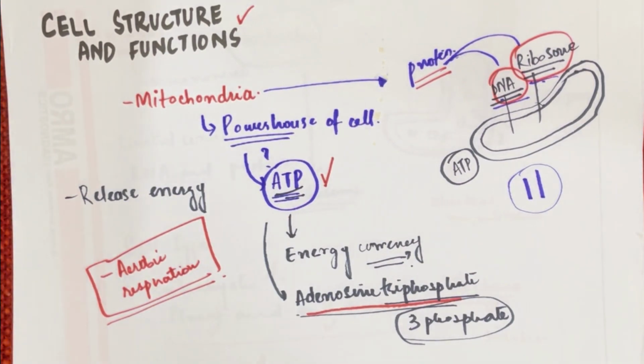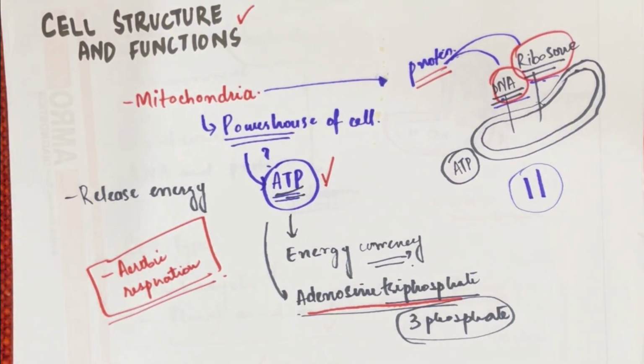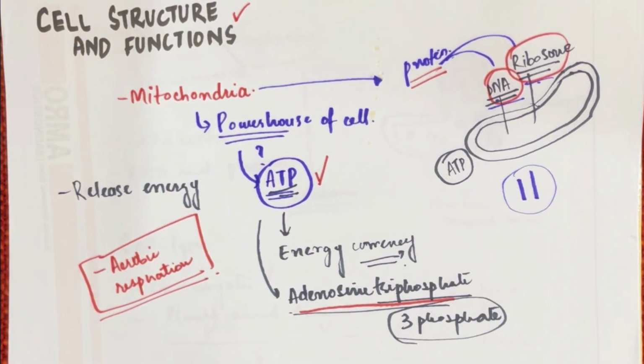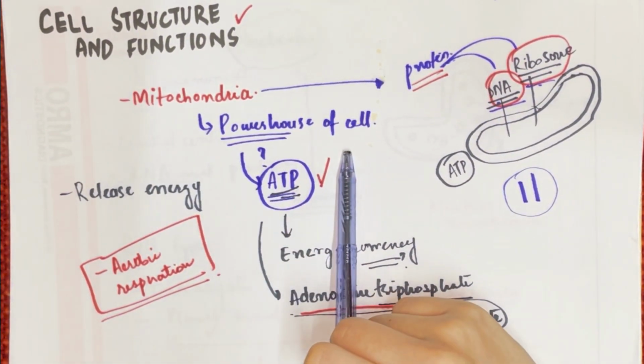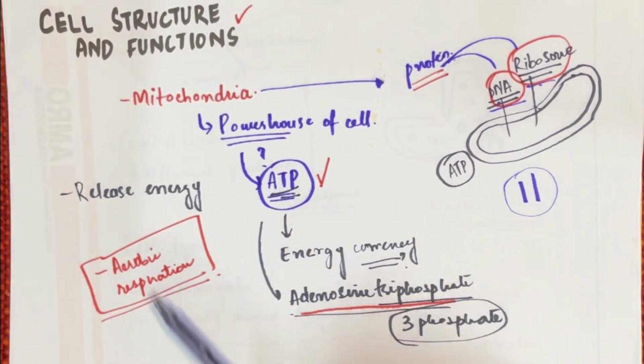Since we have discussed the organelles and talked about the ones that were left in the chapter, let's go through it once again, including the ones that we have discussed in the previous videos. Let's talk about mitochondria and give it a full review. Mitochondria is basically the powerhouse of the cell because it provides ATP.